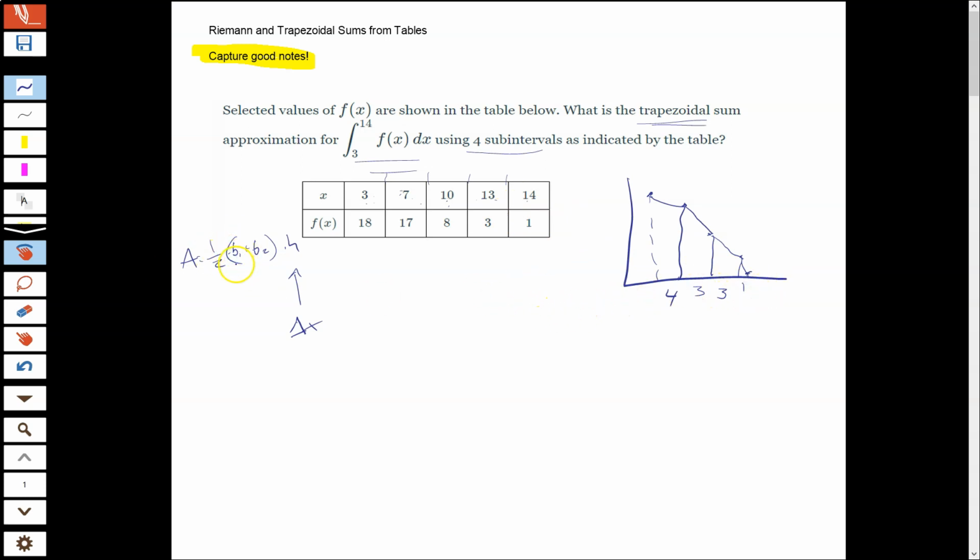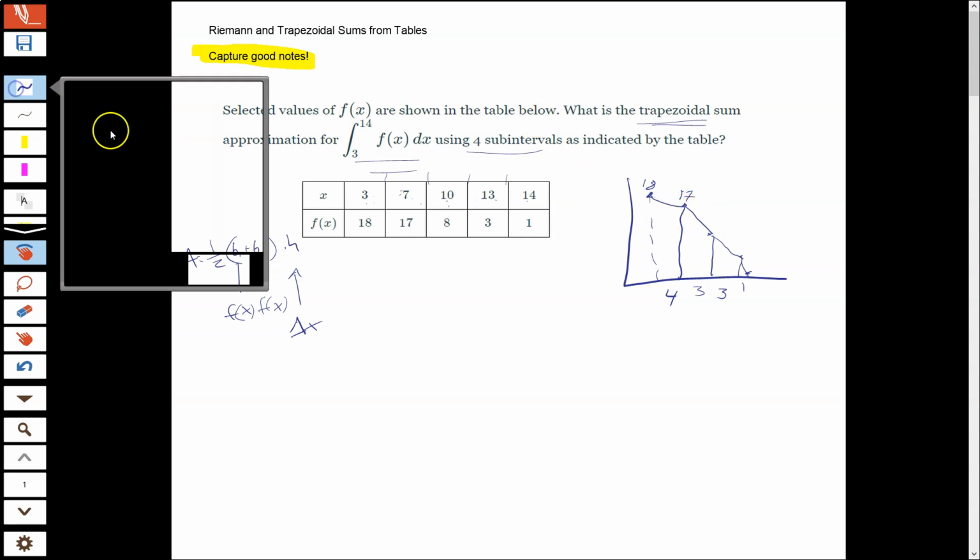For b1 plus b2, these are the f of x's. What do I mean by that? Well, this point would be (3, 18). This point would be (7, 17). So these f of particular x's are the height of the function, but in this case they're the base of a trapezoid. So we're thinking of a trapezoid as turned on its side. And the 1/2 is just part of the formula that actually comes from, believe it or not, the formula for the area of a triangle, because we know that these guys are rectangles with triangles on either end.